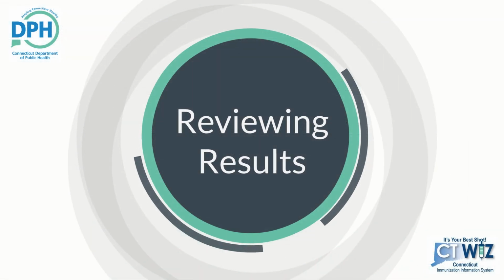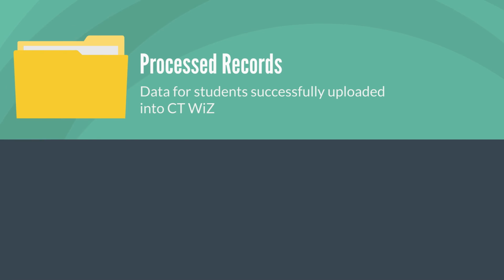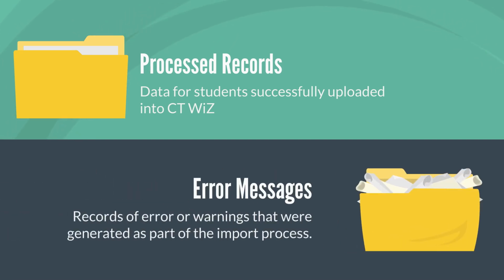Reviewing results. Processed records is the data for students from your roster who were successfully loaded into CT WiZ. Error messages shows records of errors or warnings that were generated as part of the import process. These are the students where there are duplicates, formatting issues, missing data, or no match to an existing patient. This file contains the warnings from the successful records as well.